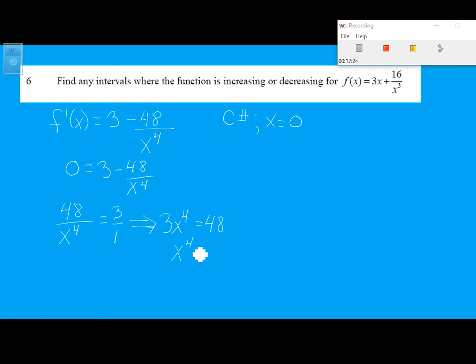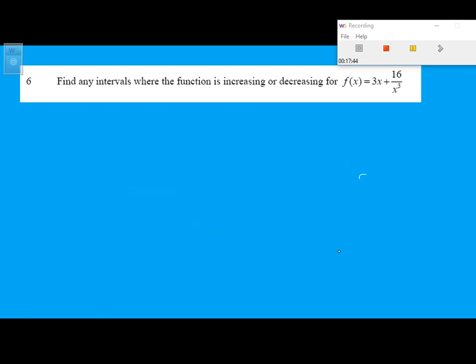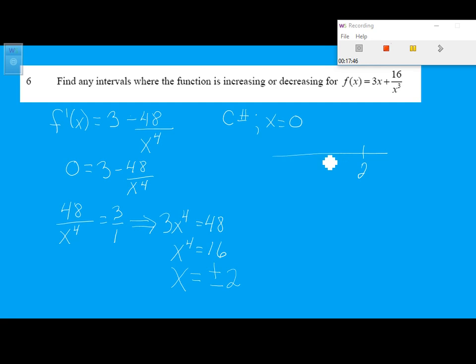Divide both sides by 3 and get x to the fourth is 16. And since this is an even number, when I take the fourth root of both sides, I need positive or negative. And the fourth root of 16 is 2. So my critical numbers are 2, 0, and negative 2.